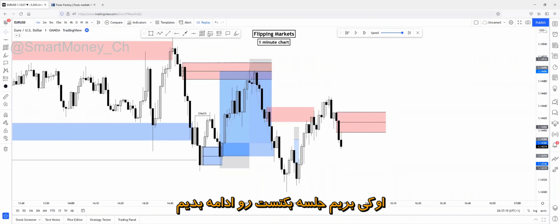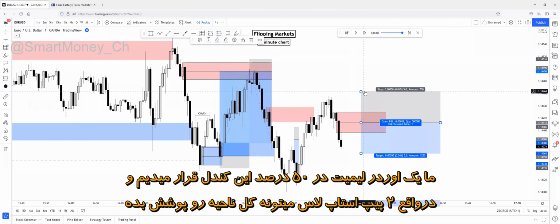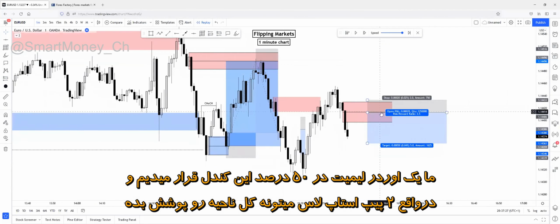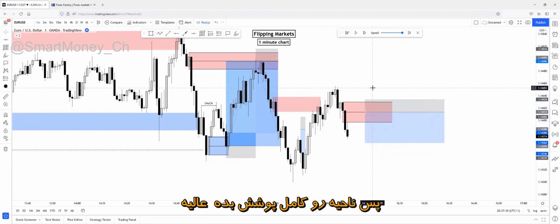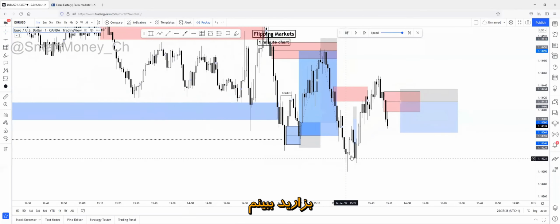Thank you very much. So let's continue the backtesting session. So we were setting a limit order on the 50% of this candle, and basically the 2 pip stop loss is able to cover the whole zone. Let me just adjust this zone a little bit on the 50%. Okay, so it's able to cover the whole zone. Perfect.